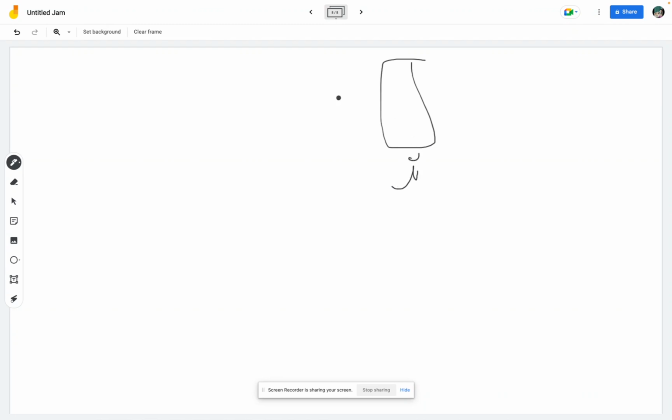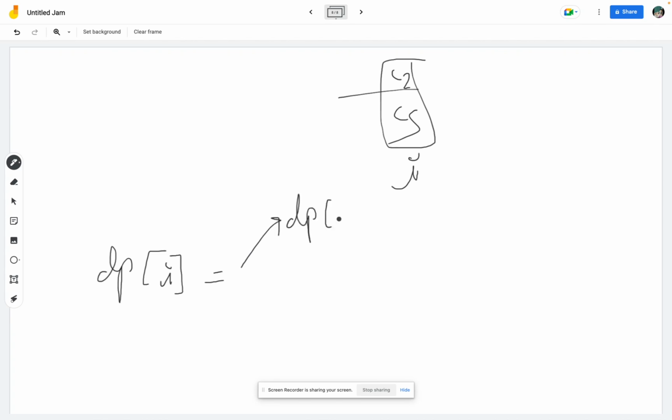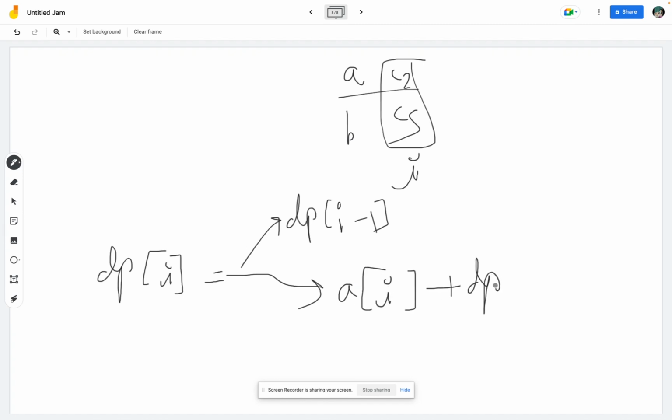If I try to make a general formula, just assume you are at an index I and there you are having two elements, say c2 or c5. So dp of I in general is what? The first option is to just ignore the current index: dp of I minus 1. The second option is, this was from array A, this was from B, so take A of I and add dp of I minus 2, because if you do I minus 1, it will become adjacent.